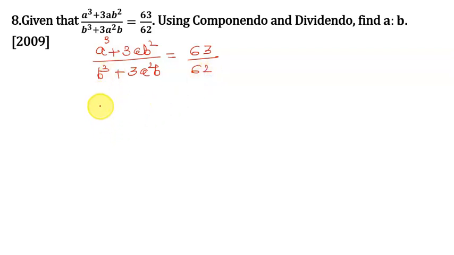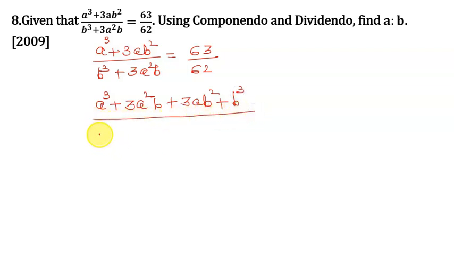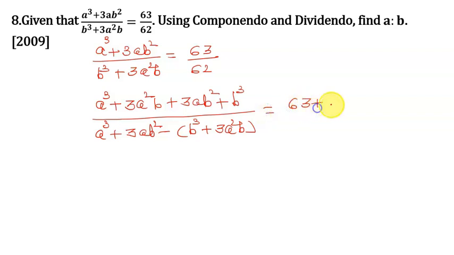Now applying the componendo and dividendo, then you will get here a cube plus 3a square b plus 3ab square plus b cube, and this whole divided by a cube plus 3ab square minus in bracket b cube plus 3a square b is equals to 63 plus 62 upon 63 minus 62, and that's equals to 125 upon 1.